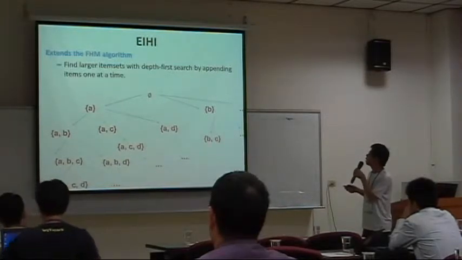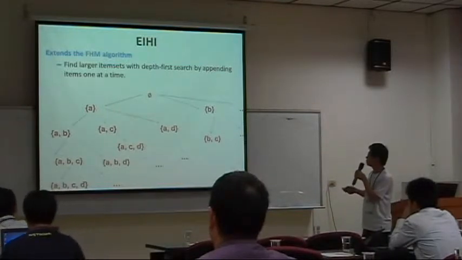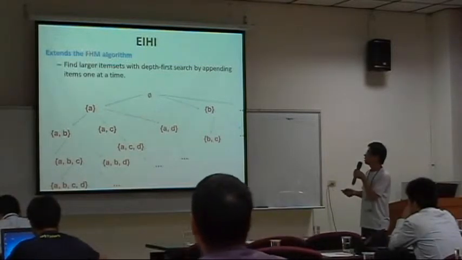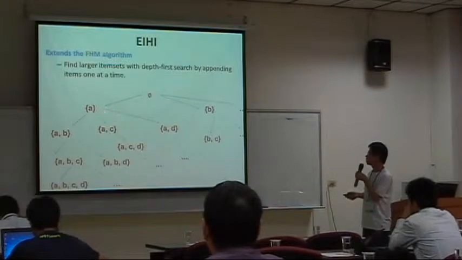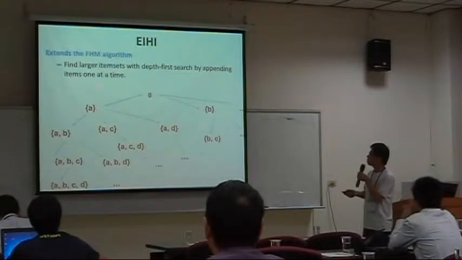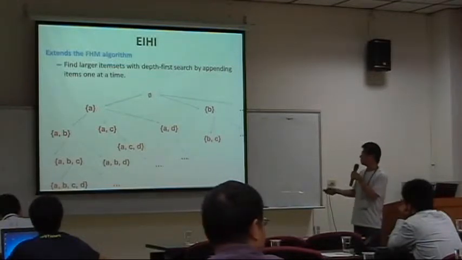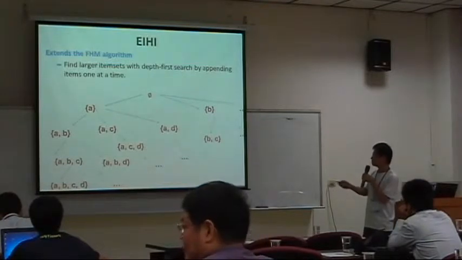Here's the EIHI tree. Here's a set enumeration tree of the FHM algorithm. We can see A, B, C, D, and these items are sorted in ascending order of TWU. The larger itemset AB can be combined from A and B, and ABC can be combined from itemsets AB and AC. Similarly, the other patterns can be combined by this method.